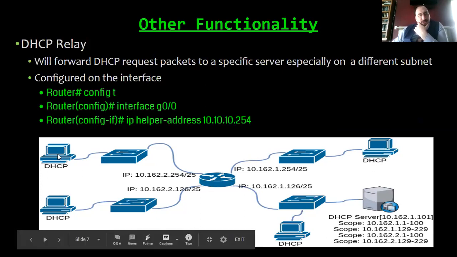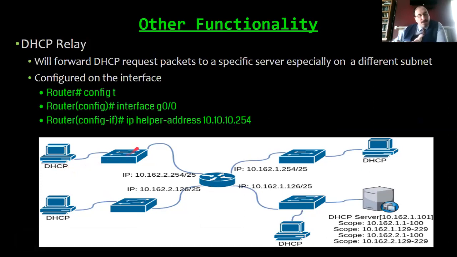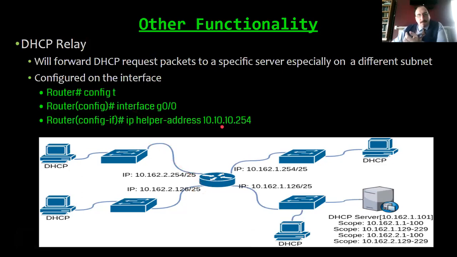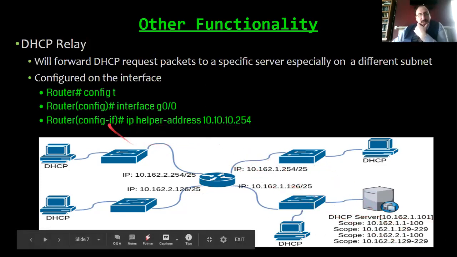We'll make it this workstation over here. Let me get my laser pointer. This workstation over here makes a DHCP request. Being a broadcast, the switch just forwards it off, right? The router picks it up. Now the router's been set up, in this case, with the wrong helper address. I should have made that match. I didn't make that match.